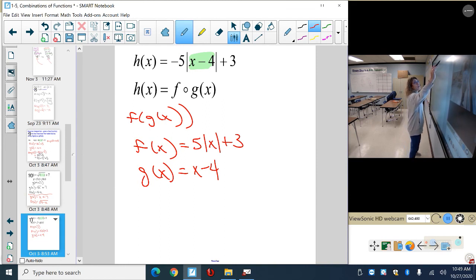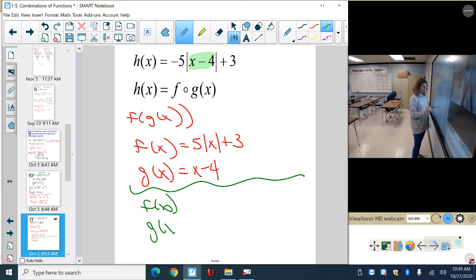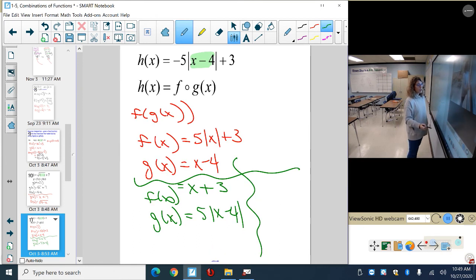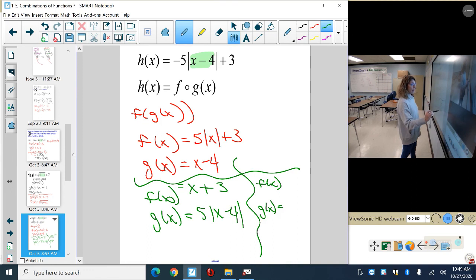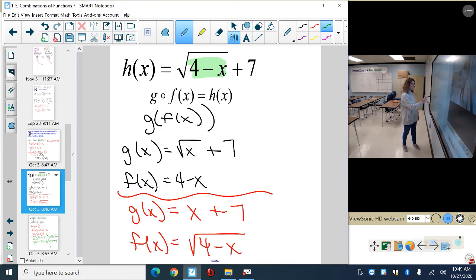Is that my only option? No. Maybe you saw this one. Remember I said you could take the whole thing? You could say that this is going to be 5 absolute value of x minus 4. And then that's going to be just simply x plus 3. It just really depends. Another one you could have said is that it could have been the absolute value of x minus 4, and then you could have had this be 5x plus 3. Those are 3 different possibilities you could have done. Okay?